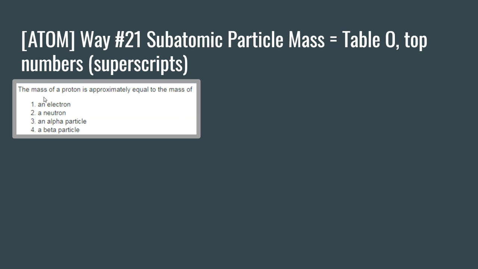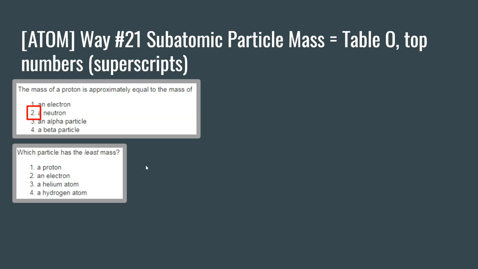If you look up on Table O, the mass of a proton is 1. The only other particle with a mass of 1 is a neutron. A neutron has a mass of 1 as well, 1 AMU. The answer is 2. Which particle has the least mass?